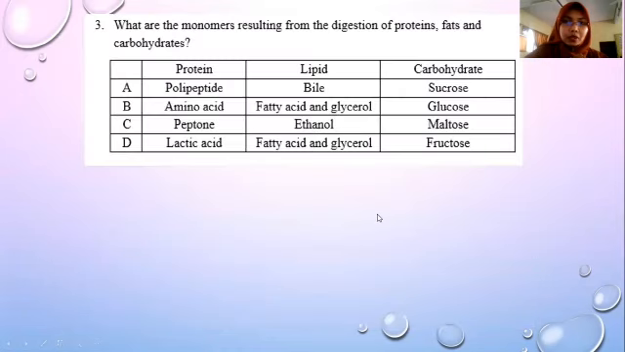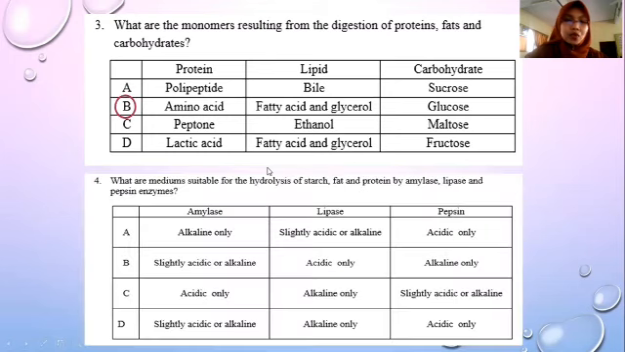Number 3. What are the monomers resulting from the digestion of protein, fat, and carbohydrate? This is the main knowledge that you need to know. What are the monomers, the simplest units? From protein it must be amino acid. From lipid, fatty acid and glycerol. And carbohydrate must be glucose. So the answer is B.